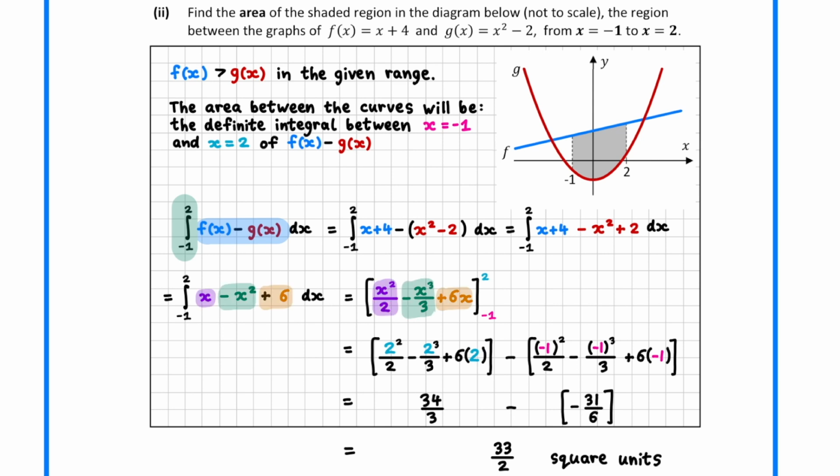We integrate this expression, sub in the upper bound of 2, sub in the lower bound of minus 1, and then subtract the answers. This gives us a final answer of 33 over 2 square units.